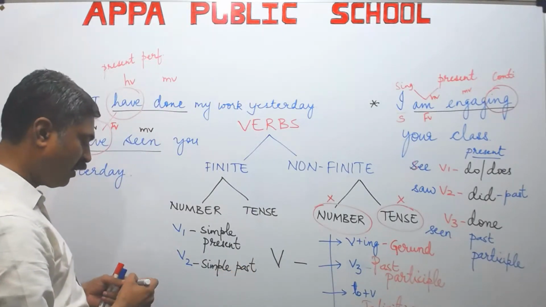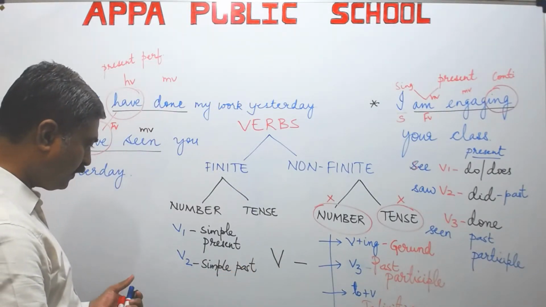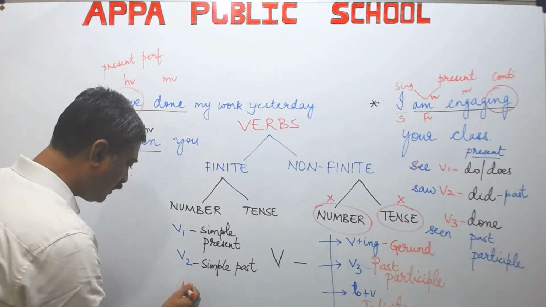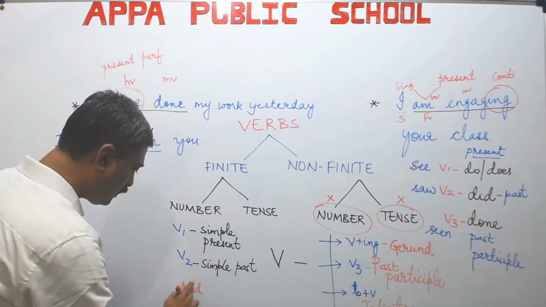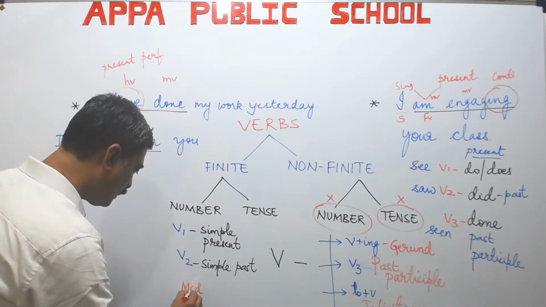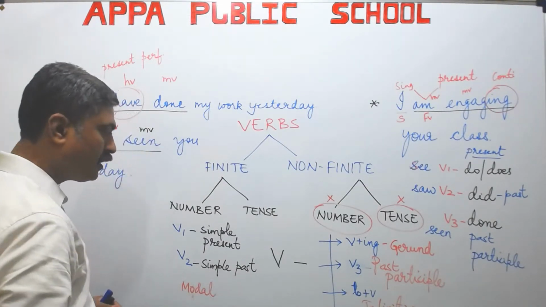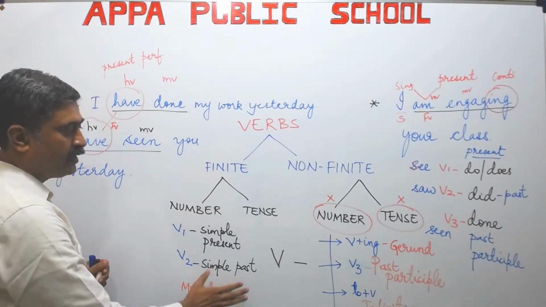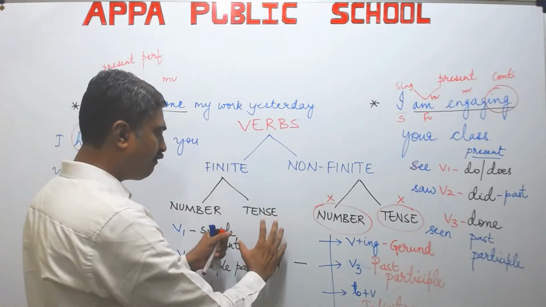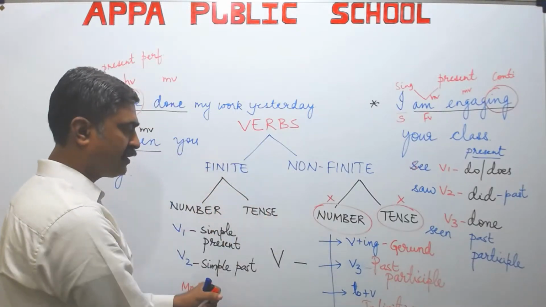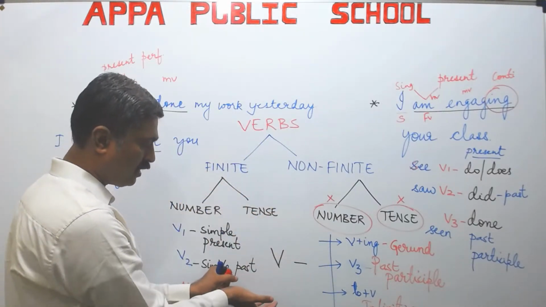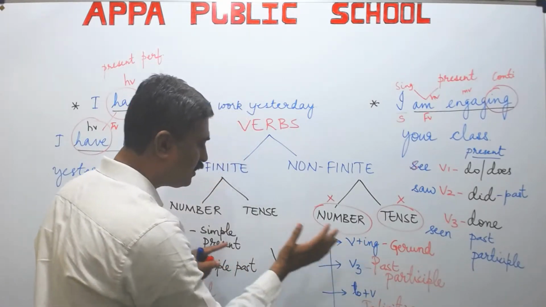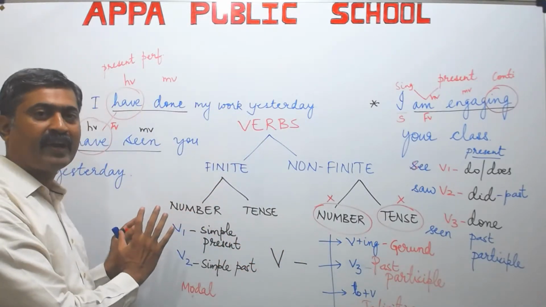Okay, plus the modal verbs. Even the modal verbs also become finite verbs. So let us just remember this, that we have a whole lot of verbs in the dictionary or in the English language, and if we minus these three non-finites, the remaining all are finite verbs.